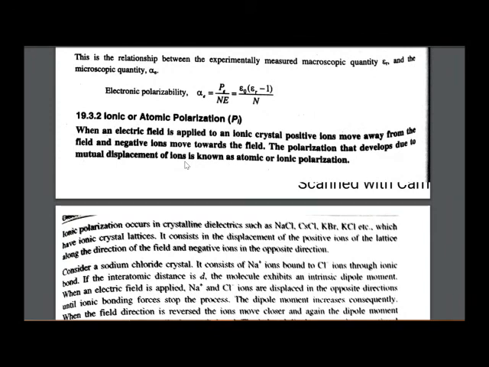Next one is ionic or atomic polarization. When an electric field is applied to an ionic crystal, positive ions move away from the field while the negative ions move towards the field. The polarization that develops due to mutual displacement of positive and negative ions is known as atomic or ionic polarization.